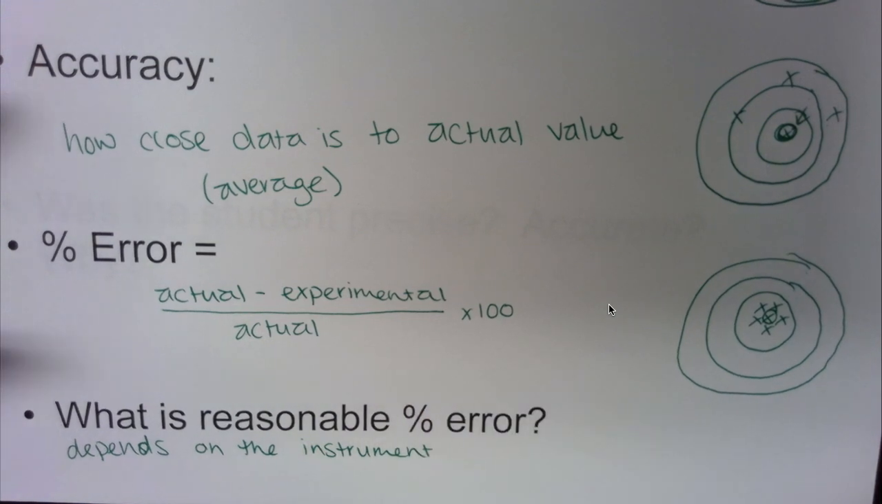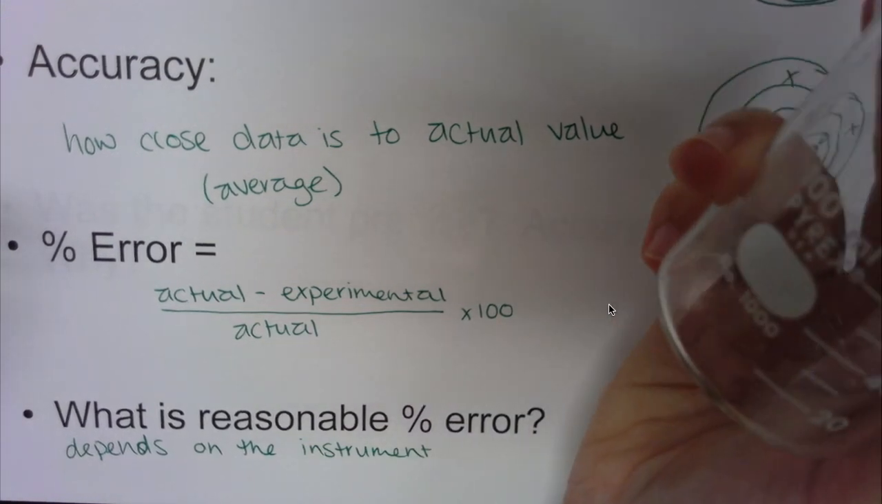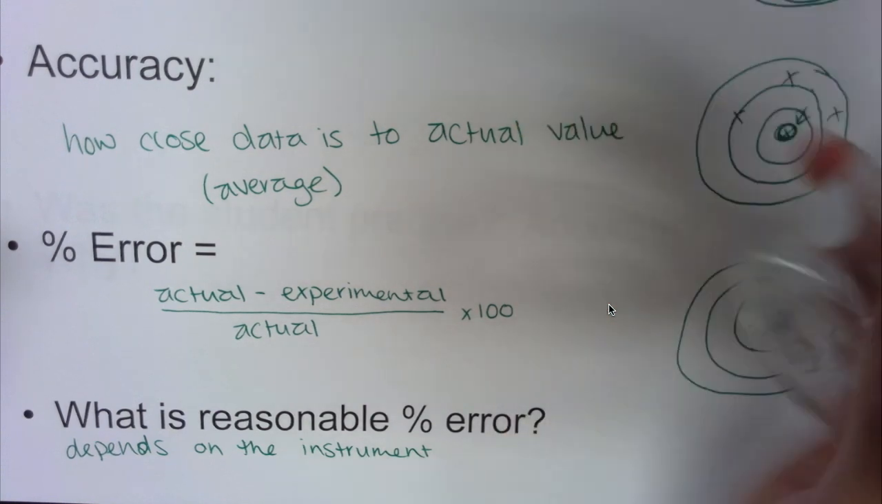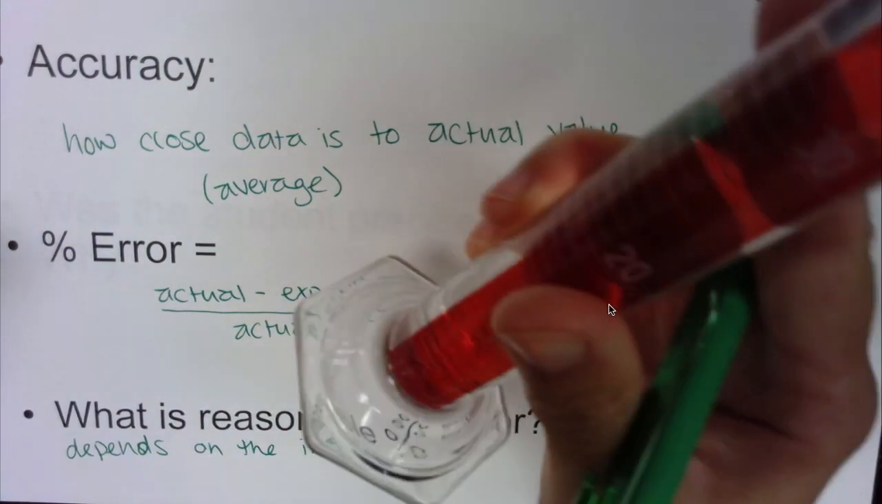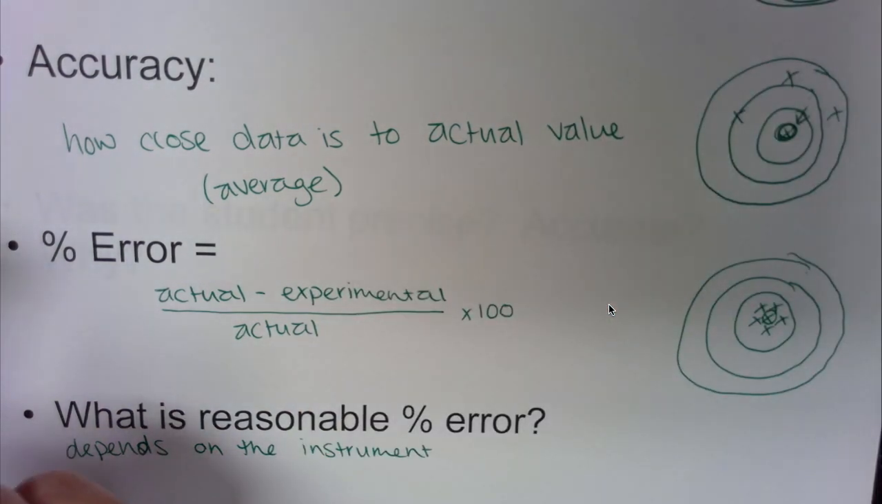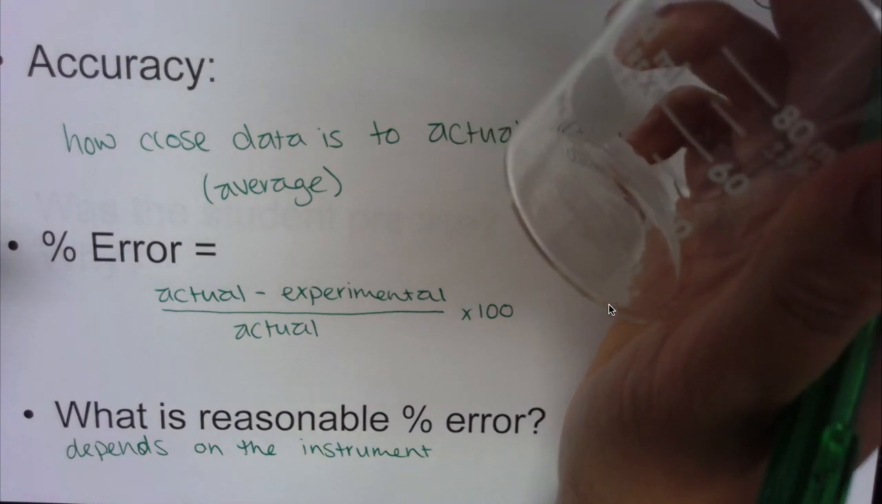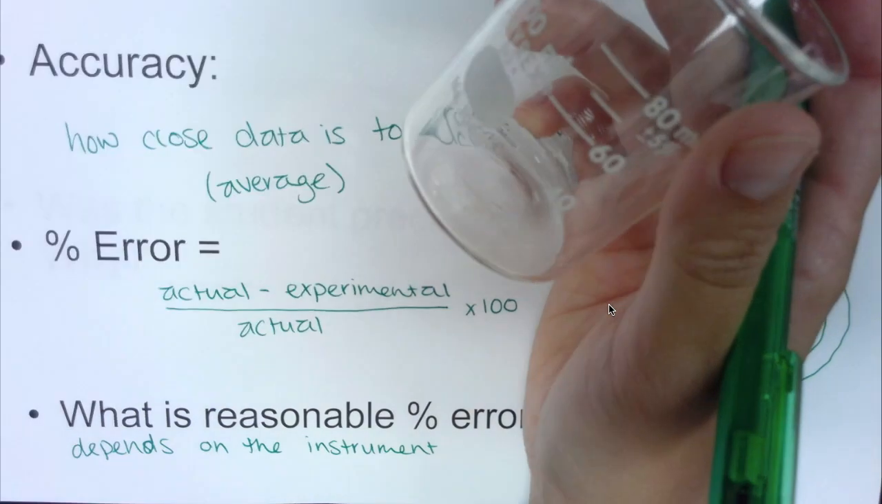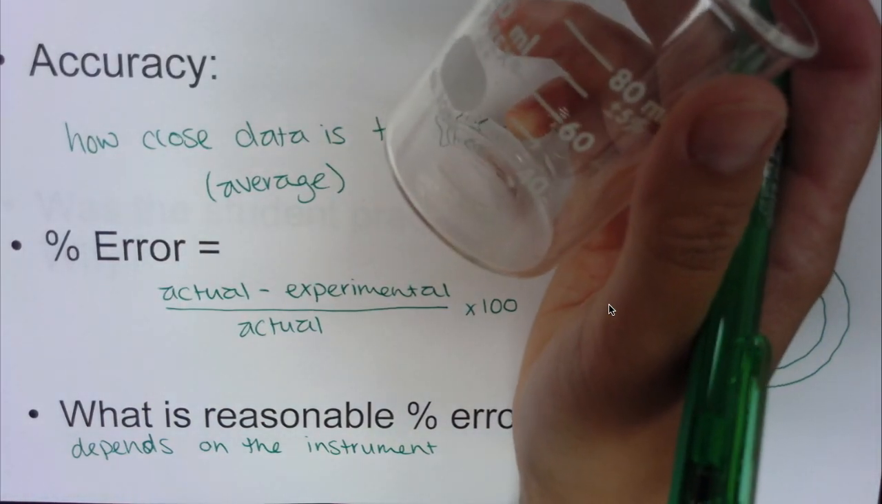And this goes back to our demo. Do you think the error in a beaker is greater or less than the error of a measurement made with a graduated cylinder? Error is greater with the beaker because there's more uncertainty. It is not broken up into as small increments. There's a lot of wiggle room.